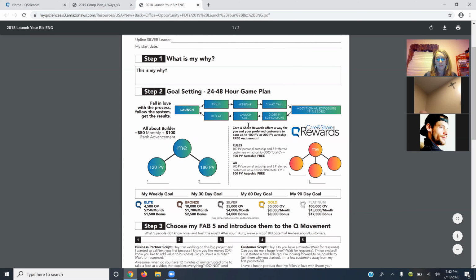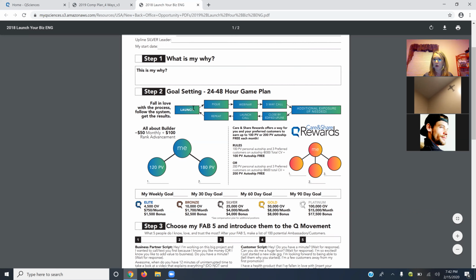Now, the next part is probably the most important part of anything that we do in our business. And for me, myself, and anyone in my organization, this little cycle right here that you see, we'll call it the rinse, dry, repeat cycle, has been the basis for my massive success so quickly. And it says here, fall in love with the process, follow the system, get the results. You're in the first phase right now, launching your business.